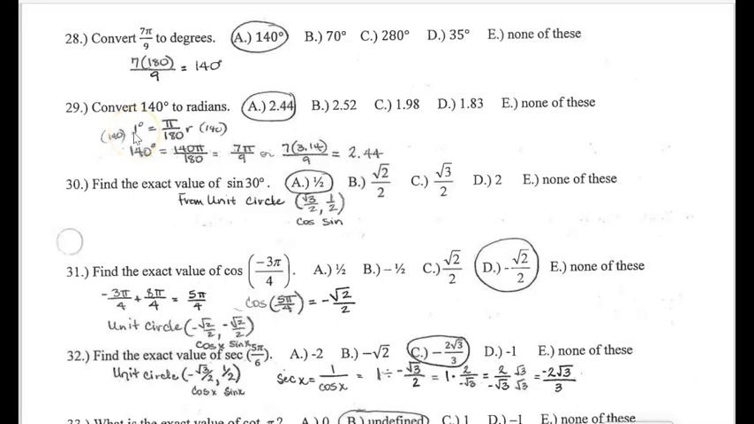Now over here I have 1 degree, but I don't need 1, I need 140 of them. So I'm going to multiply both sides by 140, and that's going to give me 140 degrees is equal to 140 pi over 180. So if I reduce 140 over 180, that would simplify down to 7 over 9. So there's that same 7 pi over 9.